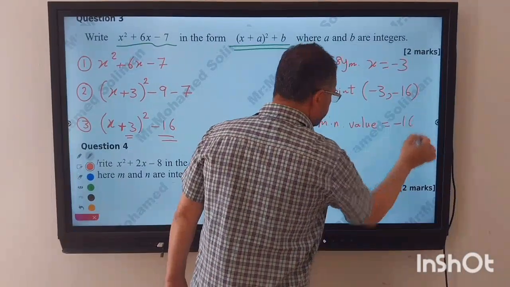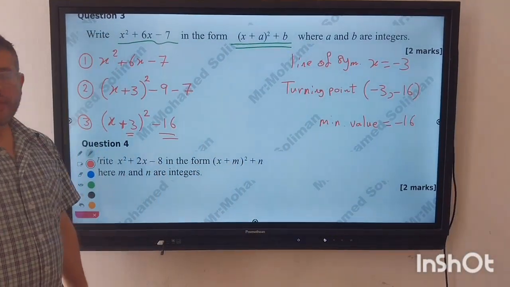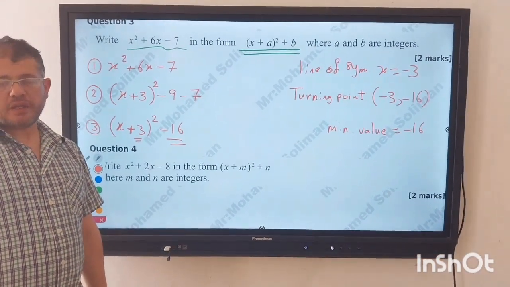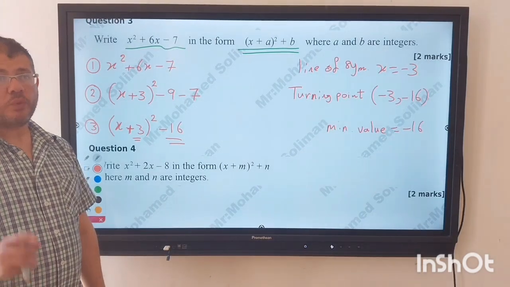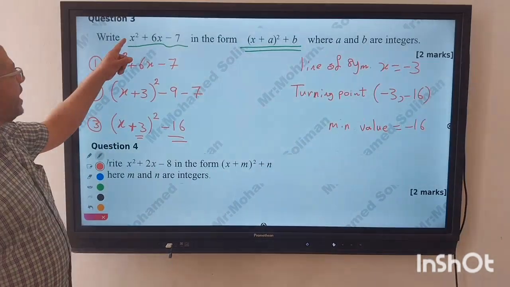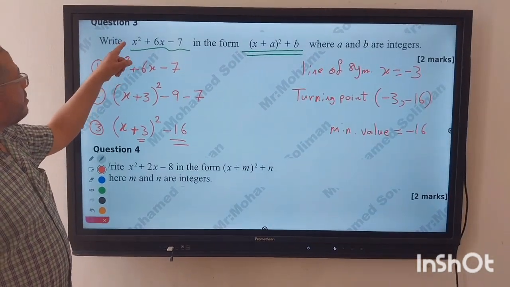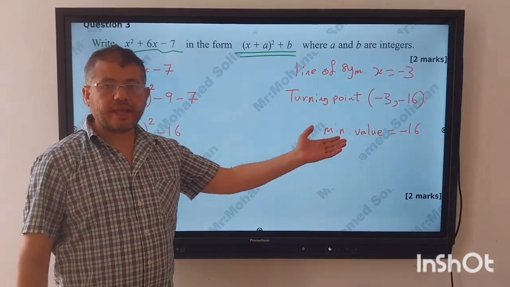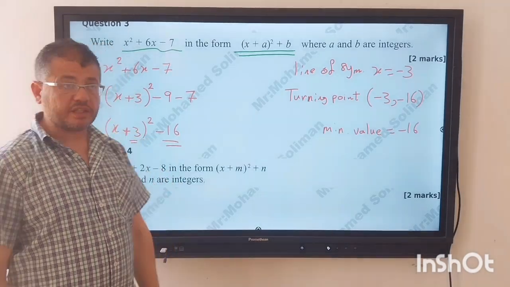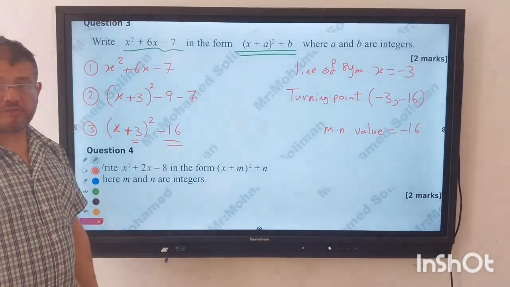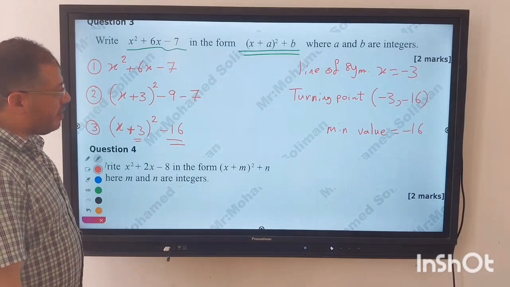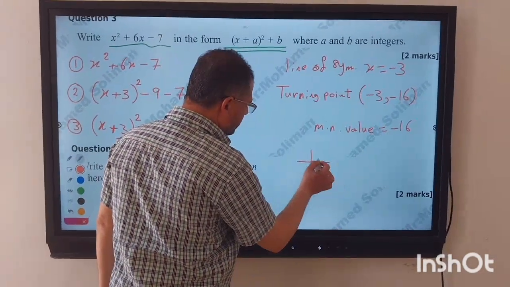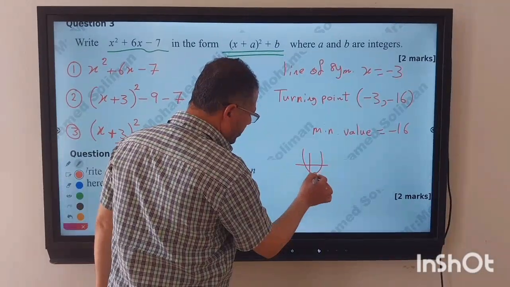Minimum value equals negative 16. How can I decide if it's a minimum value or maximum value? You can decide when you check the coefficient of x power of 2. If x power of 2 here is positive, it means that we will find the minimum value. But if it's negative, you will find the maximum value. In the graph, the minimum value will appear like this. For example, something like this, minimum value.